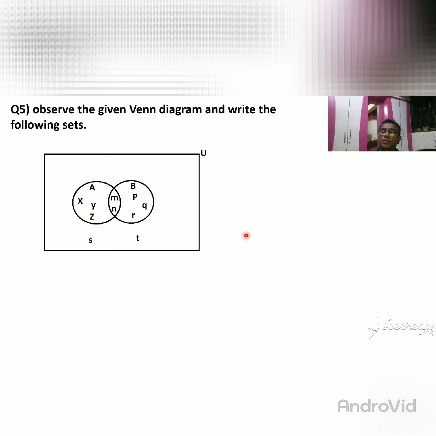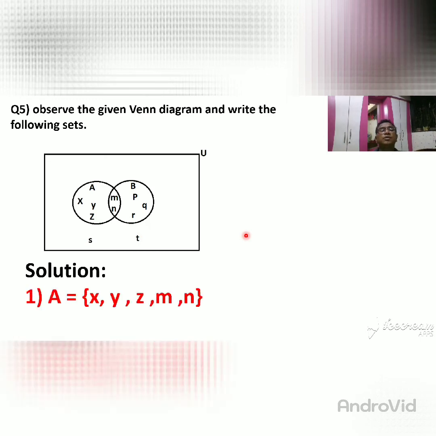With the help of that, you can see which things they asked. First they asked for the A set, write the A set. So A set is X, Y, Z, M and N. This M and N is the intersection of A and B. Remember that. So here I write A: X, Y, Z, M, N. Then there is A union B. So A union B is X, Y, Z, this M and N which is common, and B having P, Q, R.